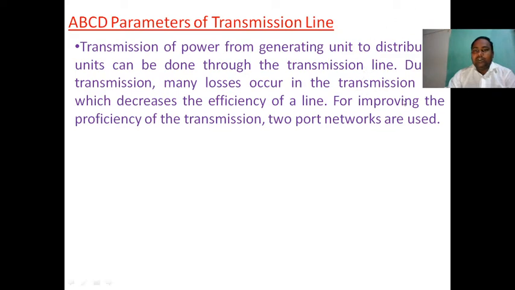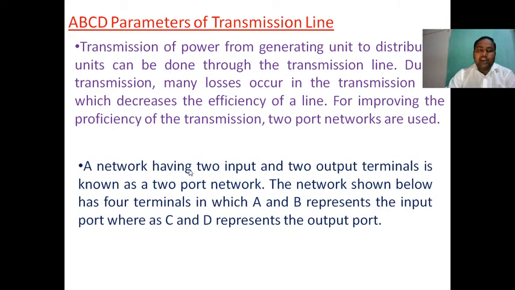For improving the efficiency of the transmission, two-port networks are used. A two-port network means two inputs and two outputs. What are the inputs? Sending end voltage and sending end current are the inputs. Receiving end voltage and receiving end current are the outputs. A network having two input and two output terminals is known as a two-port network.